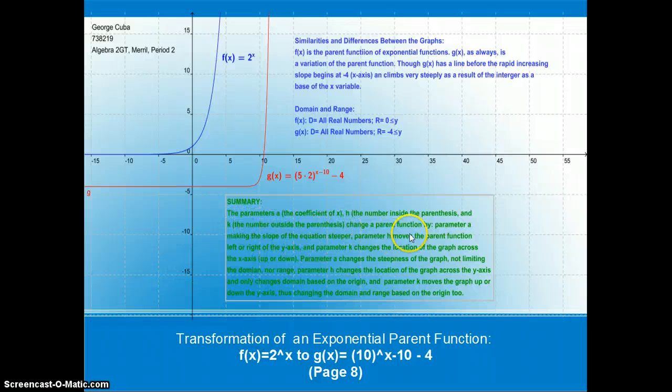Now, parameter a changes the slope of the equation, so it makes the equation steeper or less steep. Parameter h, subtracting or adding inside the parentheses, moves the parent function to the left or right of the y-axis. And parameter k, the number outside the parentheses, or the y-intercept, moves the graph or the graph's origin up or down the y-axis.